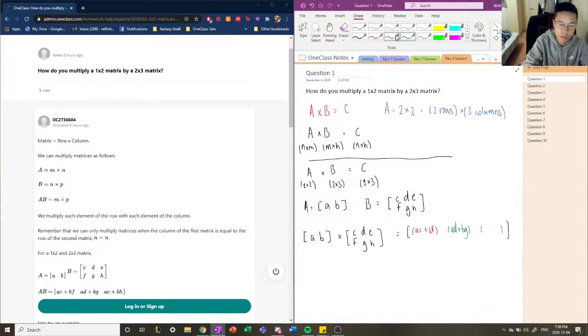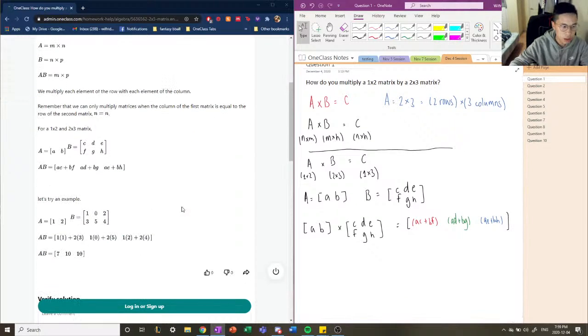I'm not going to really explain it, but if you want, you can pause the video and try it yourself. It's going to be A times E plus B times H. And that's our new resultant matrix, okay? A 1×3 matrix. So another thing to note is that this is not commutative, okay?